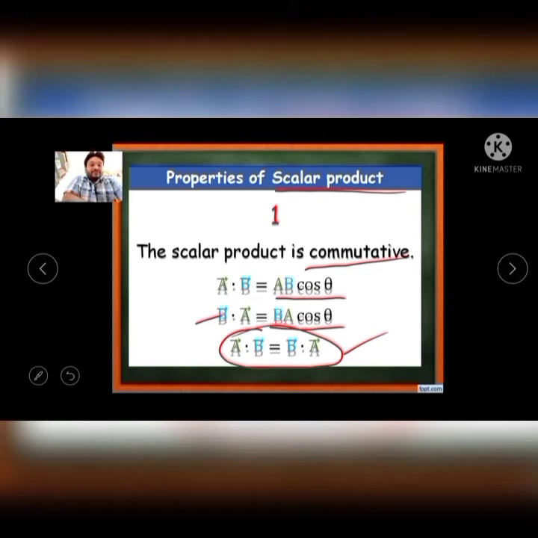The commutative property is nothing but this: if any two given vectors follow the rule that the dot product between vector A and B is equal to the dot product between vector B and vector A, that is, A dot B is equal to B dot A, that is what commutative means.